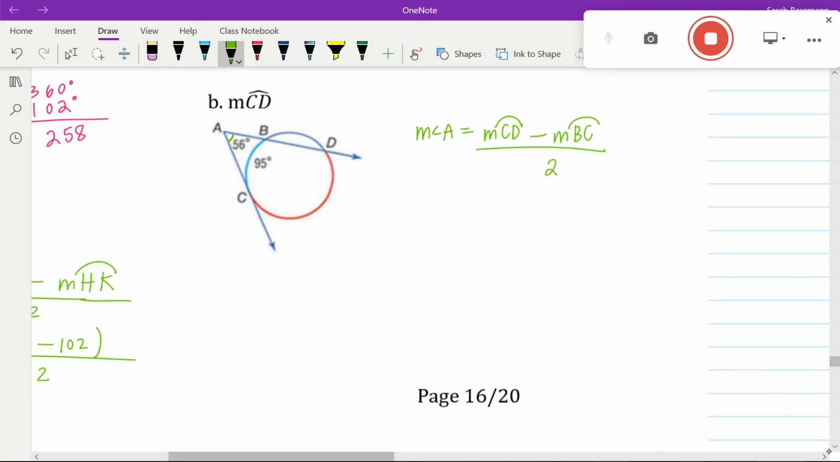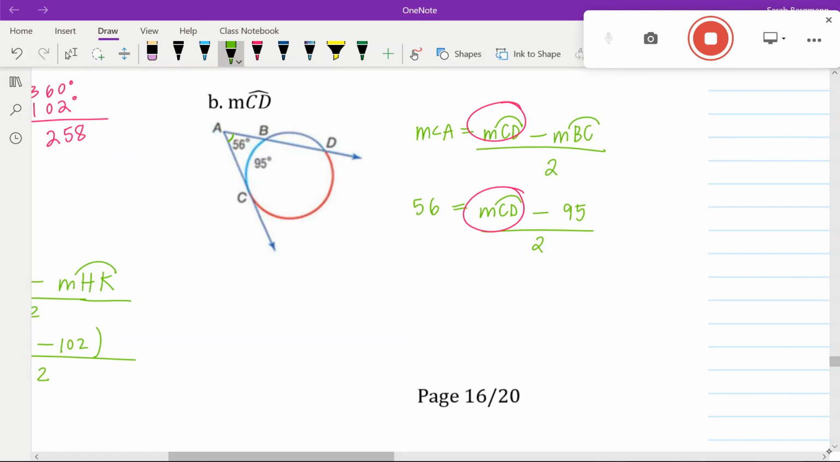Now we'll fill in the pieces that we do know. We know the measure of angle A is 56. We do not know the measure of arc CD. That's what we were trying to find. So we'll leave that as just measure of arc CD. Minus, we know the measure of arc BC is 95. And it's all divided by 2. So once we've substituted in what we do know, we see that there's only one variable remaining. We need to solve or get measure of arc CD by itself.